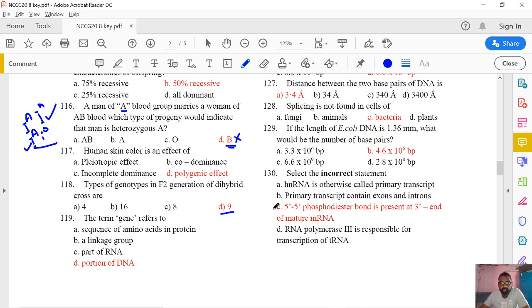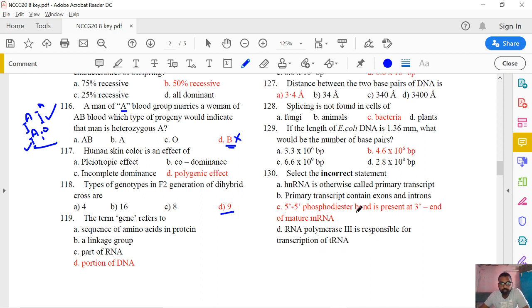Select the incorrect statement. hnRNA is otherwise called primary transcript. Yes, mRNA is initially synthesized as hnRNA in eukaryotic cells, that is heterogeneous nuclear RNA. Later it undergoes post-transcriptional modifications to produce the mRNA. Primary transcript contains exons and introns. Yes. RNA polymerase 3 is responsible for the transcription of tRNA. Yes, this is also true.